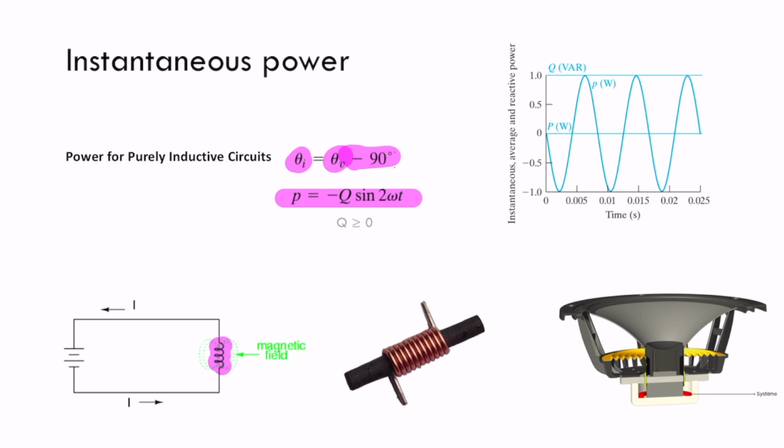These typically have magnetic fields. When the current goes through this inductor, it creates a magnetic field, and this magnetic field accumulates some energy which is discharged when the current changes sign, right? And this is some energy that goes forward and backward.